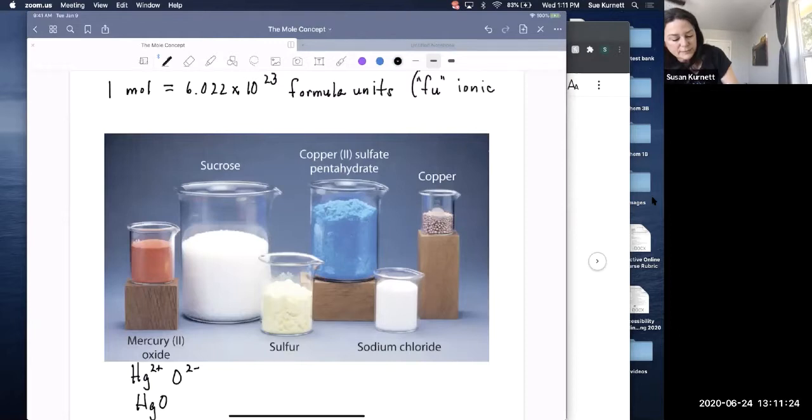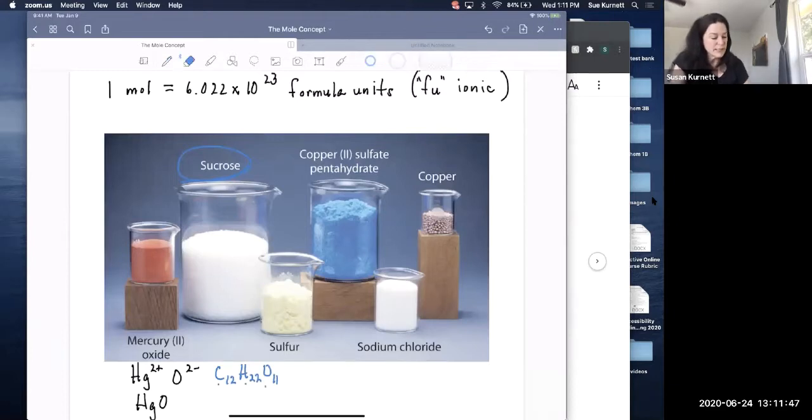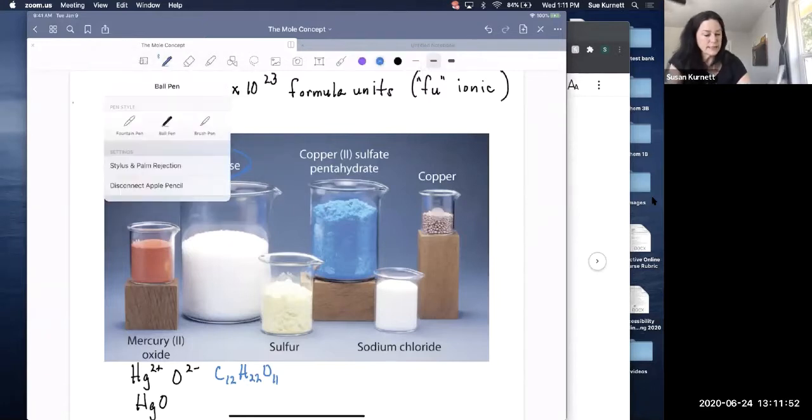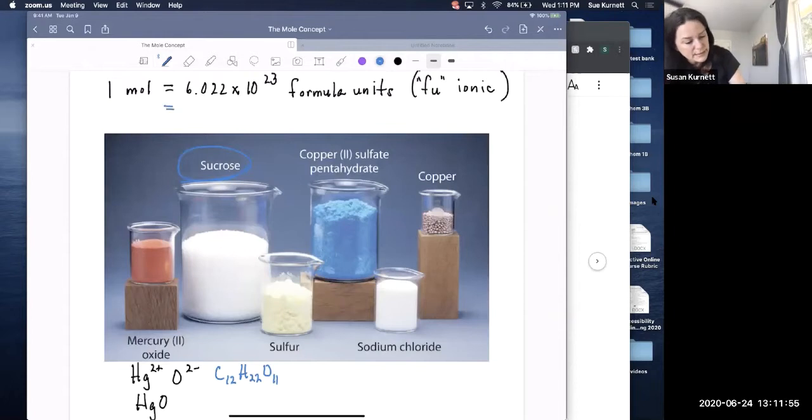Okay, the next one is sucrose. And sucrose is sugar. There's a lot of sugars, but this particular sugar would have a formula of C12H22O11. So this is a molecular species because carbon, hydrogen, and oxygen are all nonmetals. And so they're sticking together for reasons that have to do with sharing electrons. So in this case, I could say that a mole equals 6.022 times 10 to the 23 molecules.